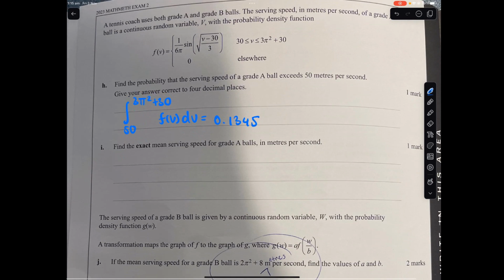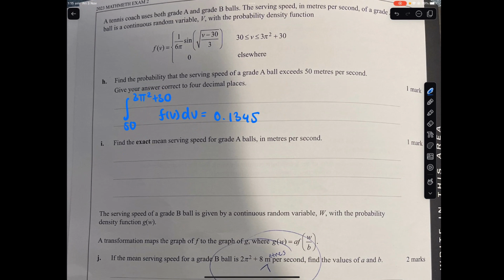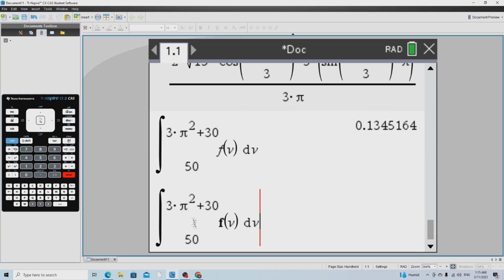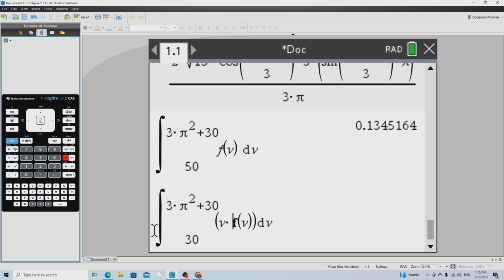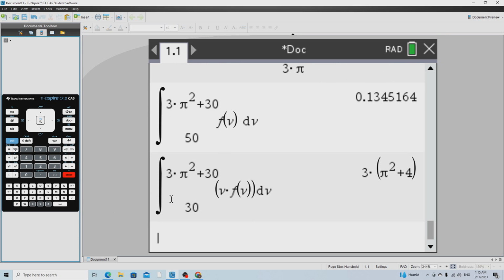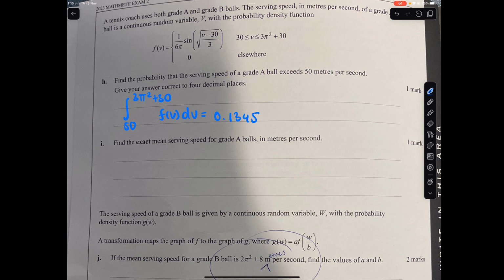Okay, perfect. Find the exact mean serving speed for grade A balls. Easy. So your mean is just 1 mark. I'm just going to do it over here. If I change this to a 30, so from 30 to 3 pi squared plus 30, and I multiply by v here, we get this, and it says find the exact, not the decimal, so it's just your expected value of v is 3 pi squared plus 4.